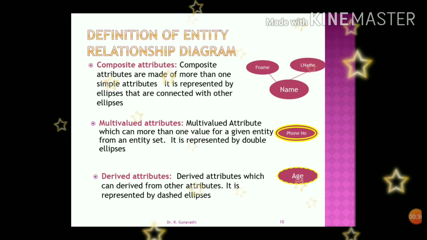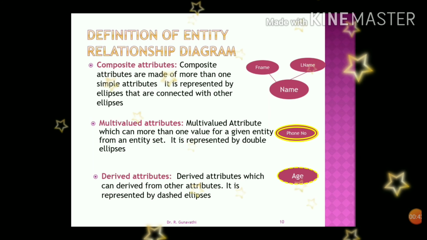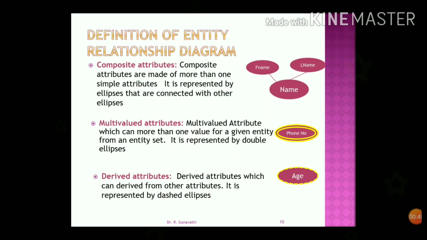Derived attribute. Derived attributes are those which can be derived from other attributes. It is represented by a dashed ellipse. For example, if the date of birth is known, age can be calculated automatically.